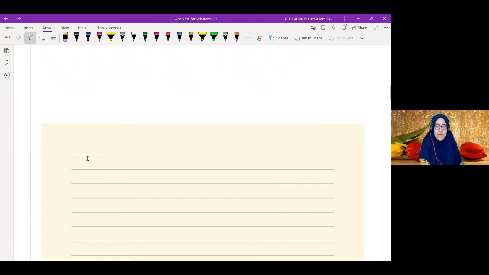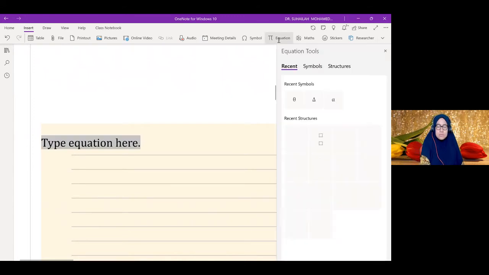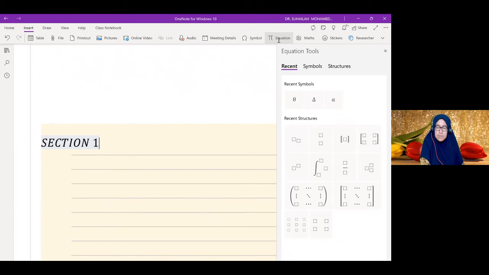Okay, so we have section number 1. For section number 1, the origin is A. It is AB, origin A, from 0 to 2 meters.